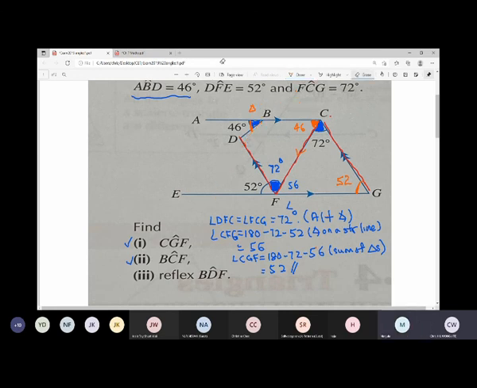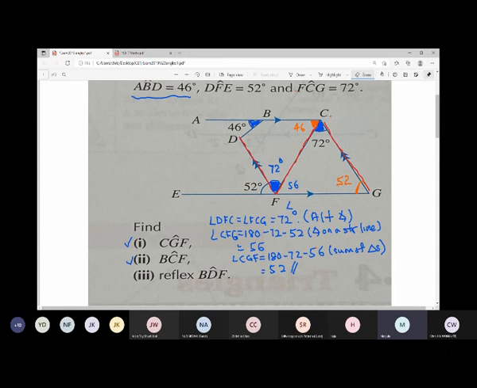Okay, that means it should be 180 minus 72 minus 46 will give you the angle C. Where is angle C? B is 46, right? And F is 72. So 180 minus 72 minus 46. Manjula, you cannot tell me B is 46. There are so many B. You must tell me ABD is 46. Okay, ABD is 46.